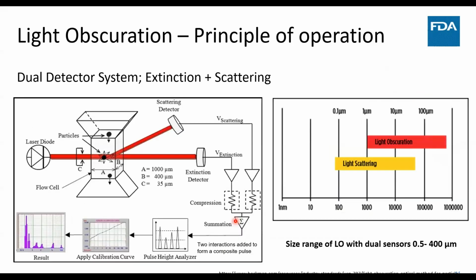Recent advances of this technique have used more than a single detector. In addition to our extinction detector, some of these instruments have a scattering detector added as well. So it's not only measuring the amount of light that is being extinct or obscured, but the amount of light being scattered. The goal of this is to extend the particle size range at which you could use this instrument. That is now extended from between 1 to 300 microns to particle sizes as low as 0.1 microns.